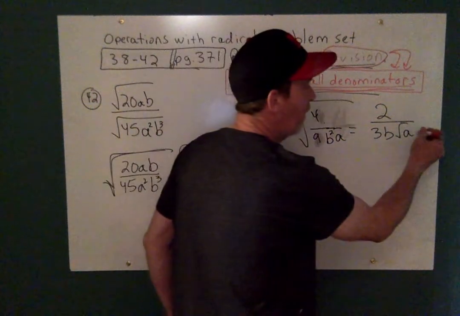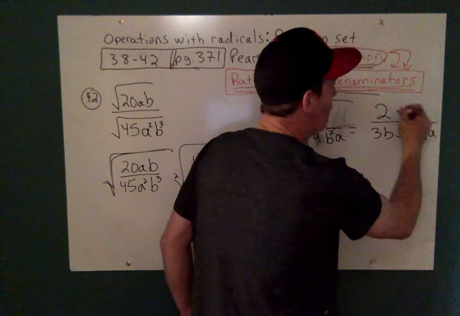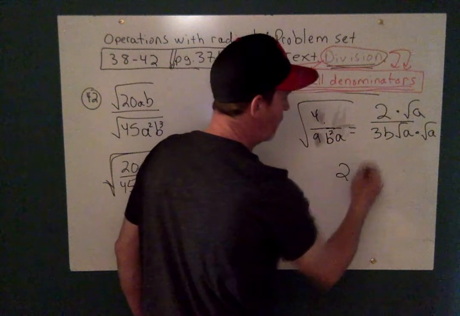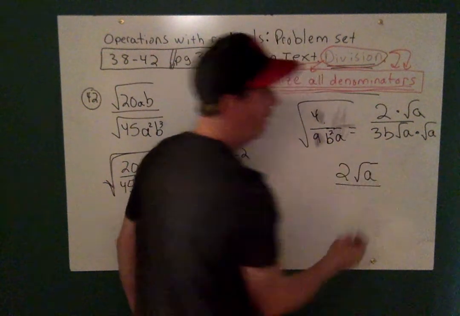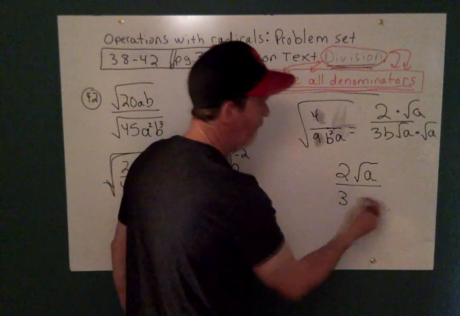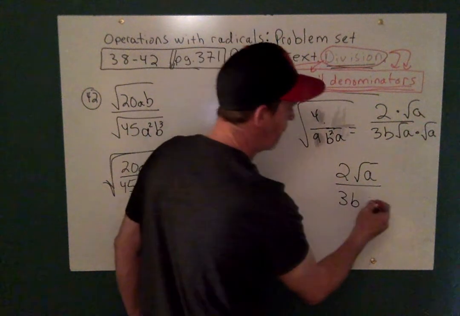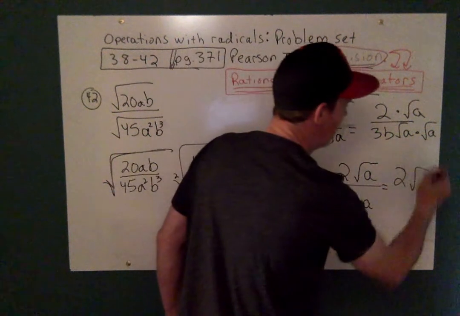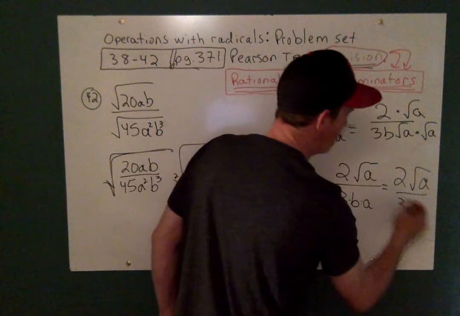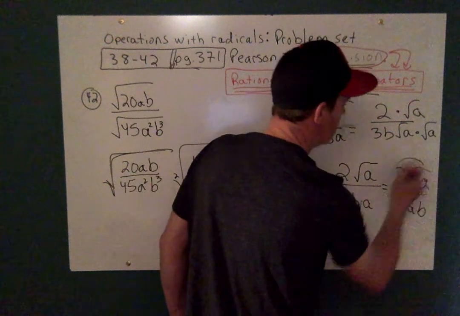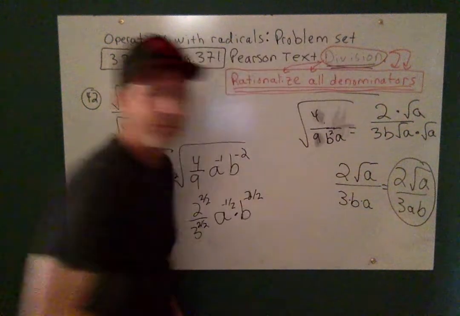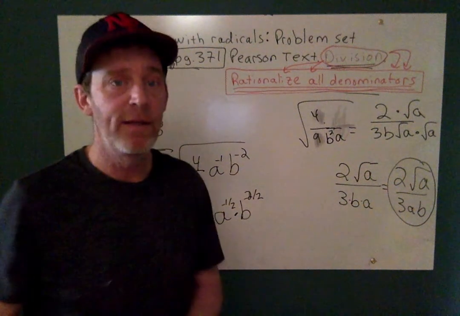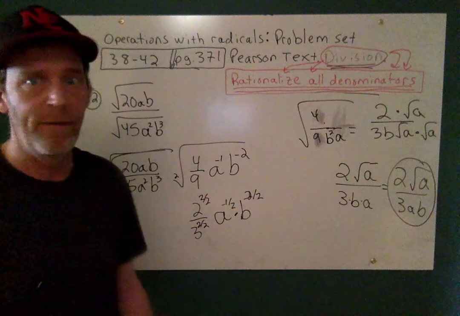We do that by multiplying by the square root of a and multiplying by the square root of a. And this would just be 2 times the square root of a in the numerator. And the denominator would be 3ba. I guess alphabetical order would be standard, I guess. Not that it matters for alphabetical order, but you might see it that way in the textbook answer key. So, whoop, there it is.